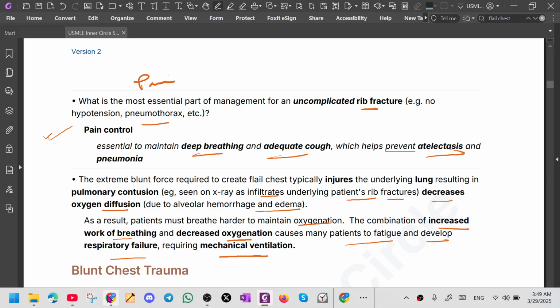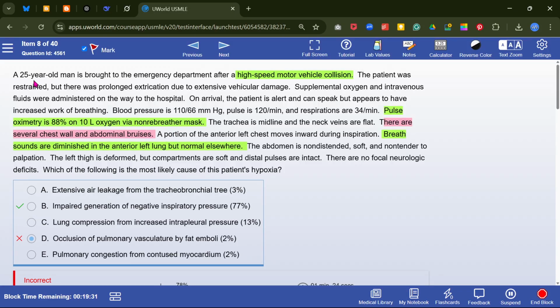Now look at this question. This 25-year-old man is brought to the emergency department after a high-speed motor vehicle collision. The patient was restrained. There was prolonged extrication due to extensive vehicular damage. Supplemental oxygen and IV fluid are administered. Pulse oximetry is 88% on 10 liters oxygen via non-rebreather mask. The trachea is in the midline and the neck veins are flat. There are several chest wall and abdominal bruises.